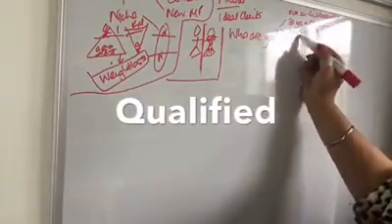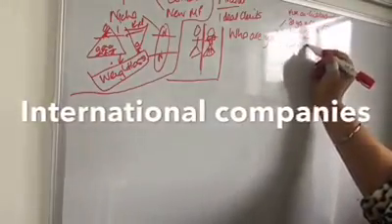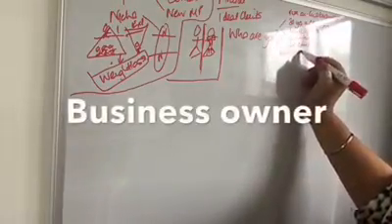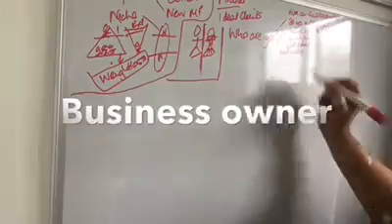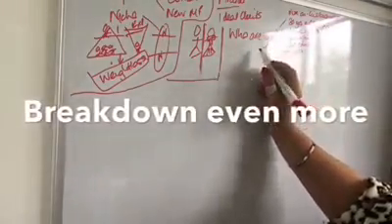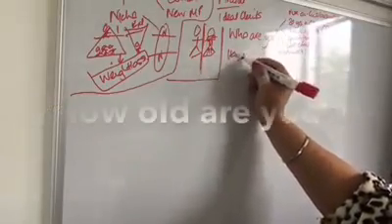I'm qualified in marketing as well as experienced, and I've worked for international companies or global companies, and obviously I've now become a business owner. So that's kind of who I am. There's more to who I am, because obviously we're going to break some questions down more when you're asking these questions of yourself. So you're actually going to say, how old are you?